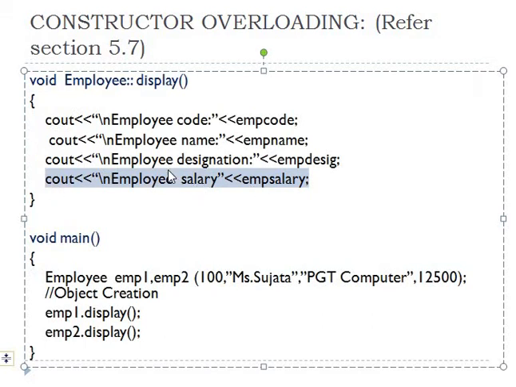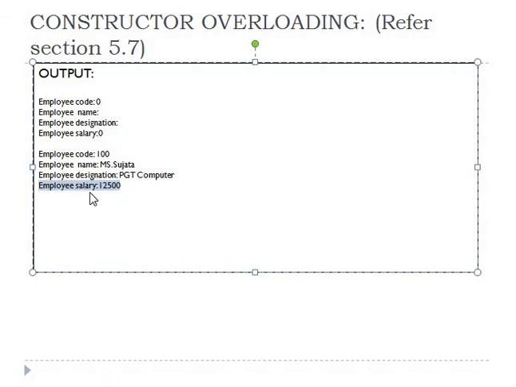Then the fourth statement displays the text employee salary along with the value of the data member emp salary, which is the value 12,500 that was assigned into the parameter e salary. So the value 12,500 from the parameter e salary shall be again assigned into the data member emp salary, and that gives the text employee salary and 12,500 in the output. So here it is, employee salary 12,500.